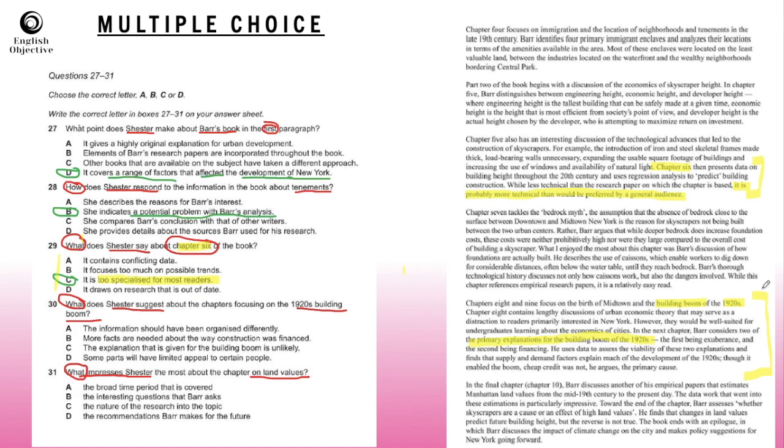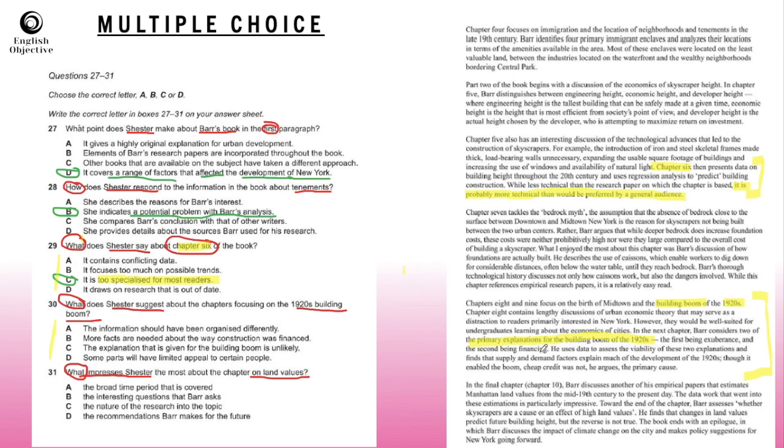So he's giving his opinion about this event, this phenomenon. Let's have a look at the options and see what stands out. The information should have been organized differently. I don't think they mention anything about the organization. More facts are needed about the way construction was financed. I think that is all clear about the way it was financed because basically he's explaining it.